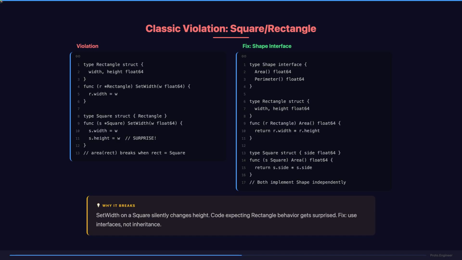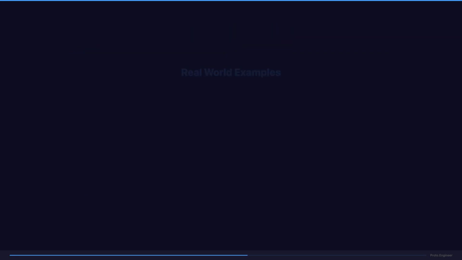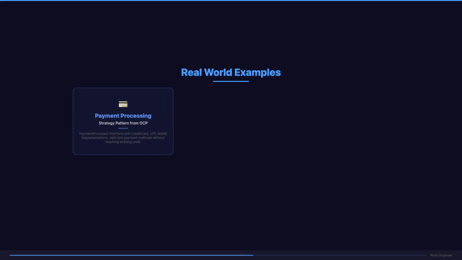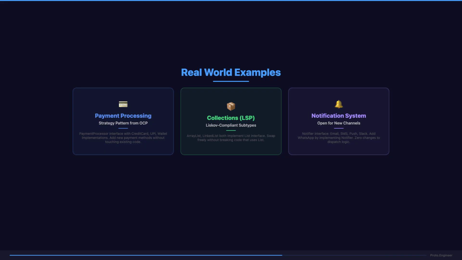Let me give you 3 real-world examples. First, payment processing. This is the strategy pattern straight from open-closed. You define a payment processor interface, and each payment method implements it. Adding a new payment method means adding a new struct, not modifying existing code. Second, collections. In Java, ArrayList and LinkedList both implement the list interface. You can swap one for the other without breaking any code that uses list. That is Liskov compliance. Third, notification systems.